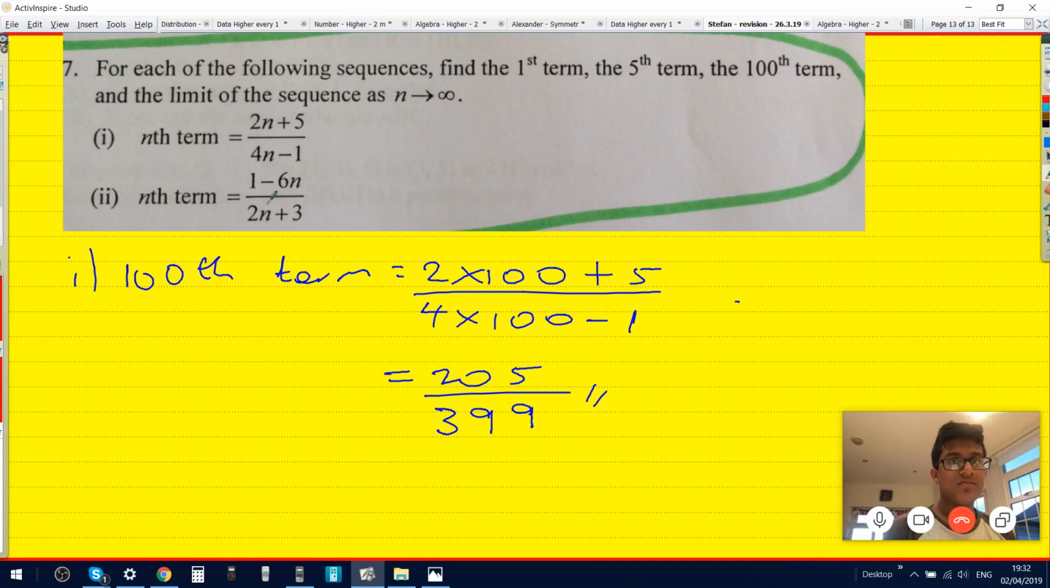So I think you're okay for these. The limit of the sequence as n tends towards infinity. Oh, and the limit, yeah. I'll just write what I think, and then can you just check if it's right or not?